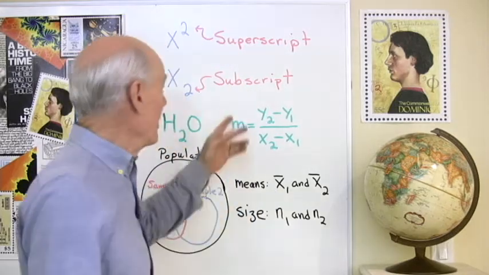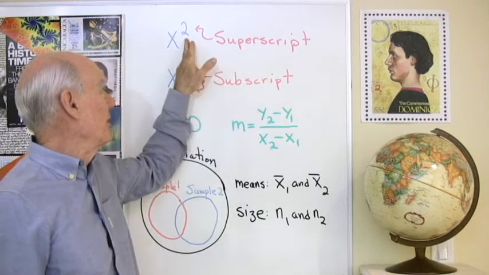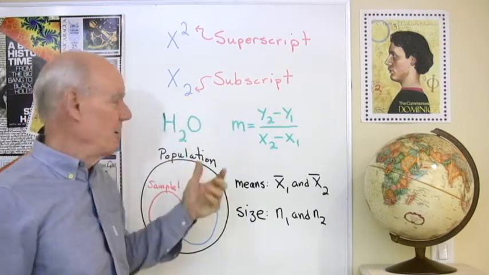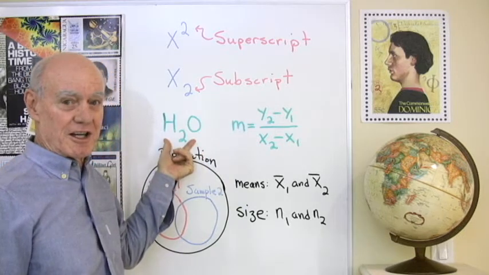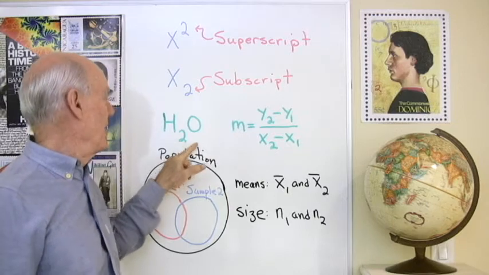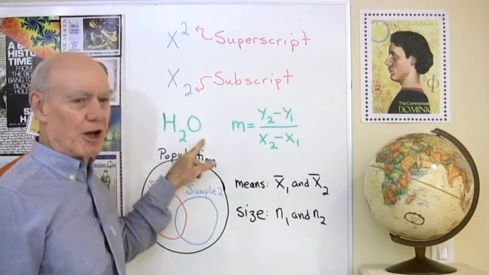I want to talk to you for a minute about superscripts and subscripts. You're familiar with superscripts, they're exponents. Subscripts may be new to some of you, but you've seen them before. For instance, if you've ever taken a chemistry class, H2O, that's a subscript, and that stands for the number of hydrogen atoms you have in this water molecule.